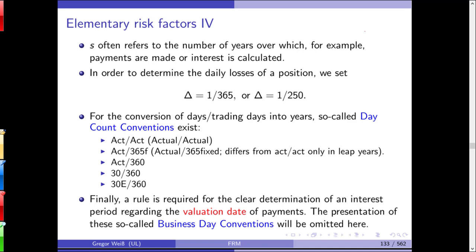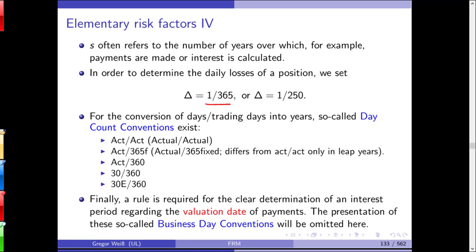S often refers to the number of years over which, for example, payments are made or interest rates are calculated. So in order to determine the daily losses of a position, we can set delta to 1 over 250. Any idea why 250? Days? Why? Because approximately, yeah? Approximately. In a normal year, you would get roundabout 250 trading days. I wanted to include this here because this is something very practical and of high practical relevance, but this is something you will probably never learn in any other lecture in finance.